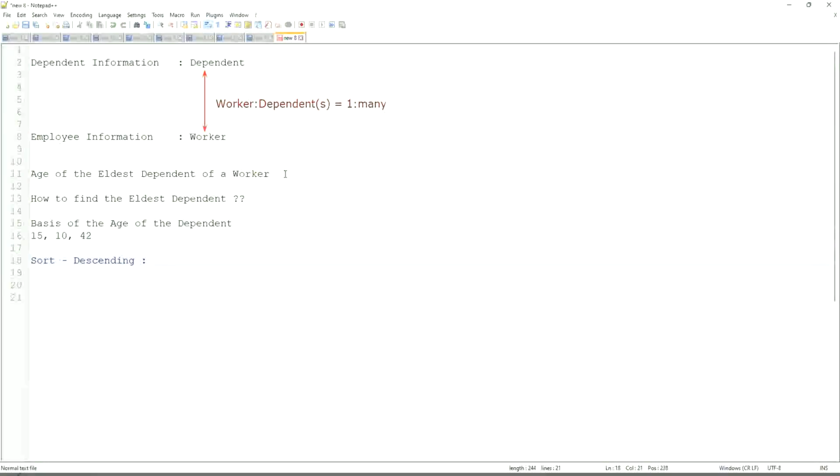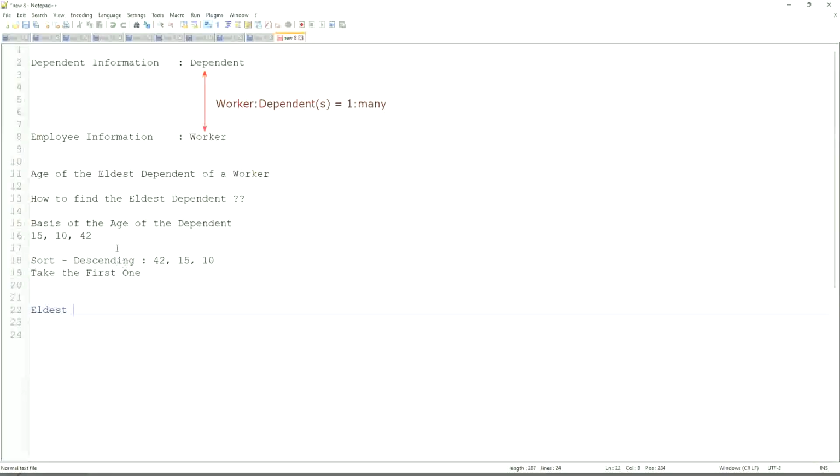If that is what you are going to do, then it will be sorted like 42, 15, 10. Right. This is with me. This will be the sorting. And then what would you do? Take the first one. So sort descending, take the first one. That is equivalent to the eldest. Right. This is the eldest.